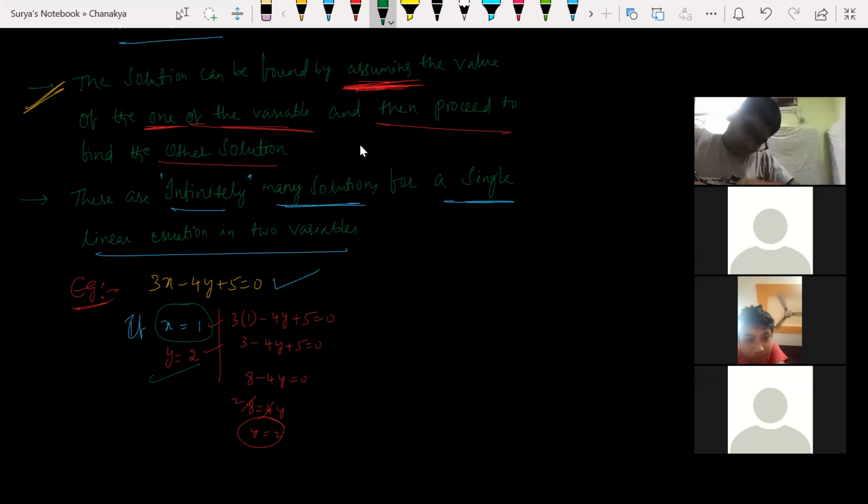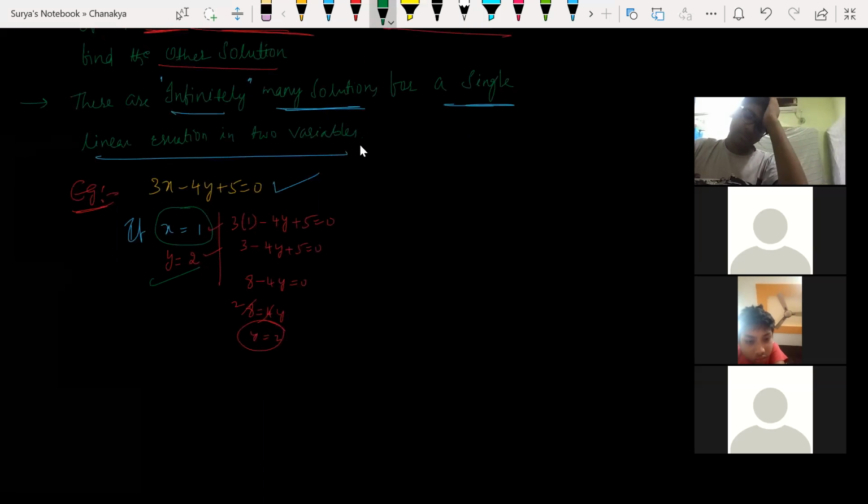Any doubts? Sir, I have one doubt. Yes. So we can know the y value by assuming the x value, no, sir? Of course, you can assume the y value and get the x value. Sir, if x equal to 1, then y equal to 2, no, sir? If x equal to 3, then the y value can change, right? Yes, of course. For different x values, you will be getting different y values.